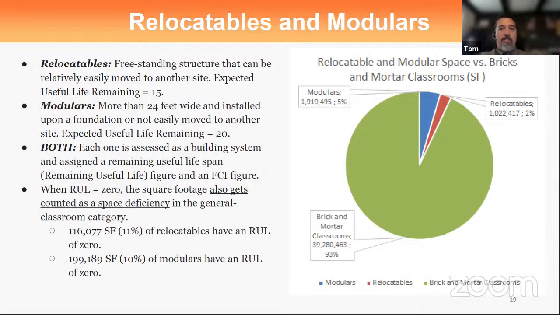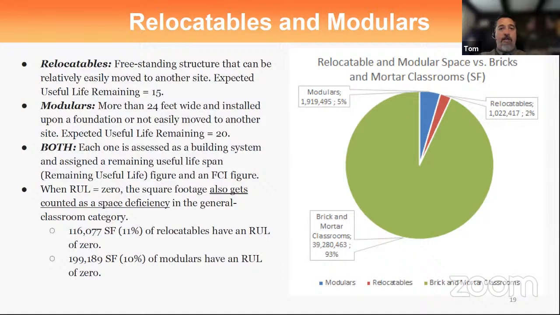As shown on the pie chart on the slide, the assessment found a total of about 1 million square feet of relocatables and just under 2 million square feet in modular classrooms. Those numbers are about 2% and 5% respectively of the total current classroom square footage for the entire state. Each separate relocatable and modular building is assessed as a building system and assigned a remaining useful lifespan and an FCI or condition figure. This allows us to know how worn out each relocatable or modular is, how they're progressing within their life cycle, and to count the depletion of the condition and the overall condition score for the facility.